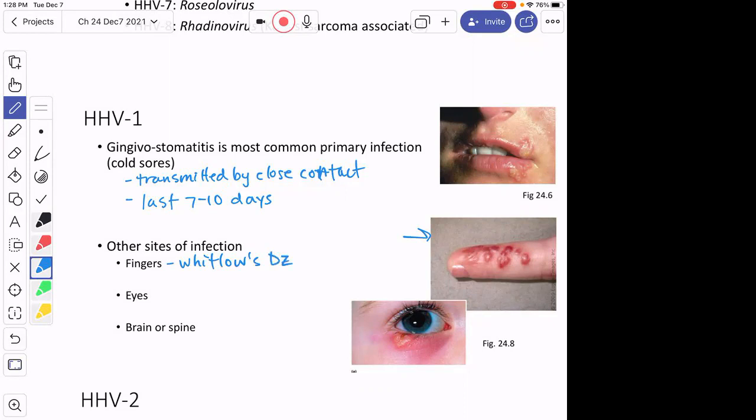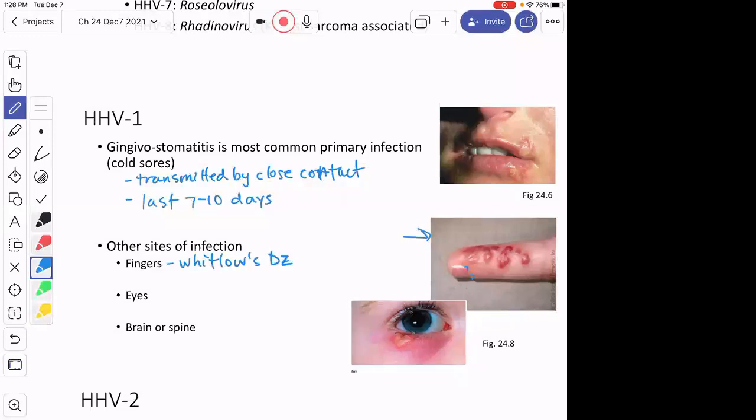So the virus is going to enter. How common is it to have little cuts in your cuticle there? So the virus enters through little breaks in the skin and then manifests in little sores. That's one of the many reasons that dental hygienists and dentists wear gloves.